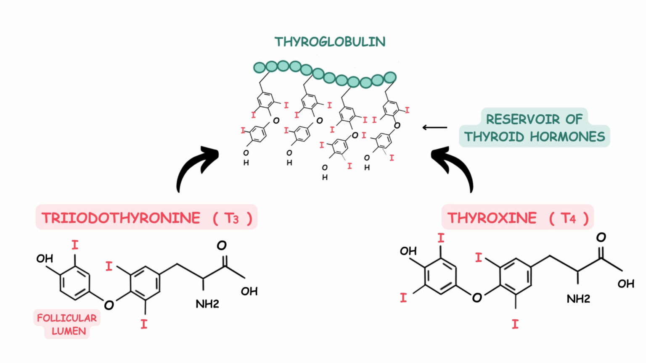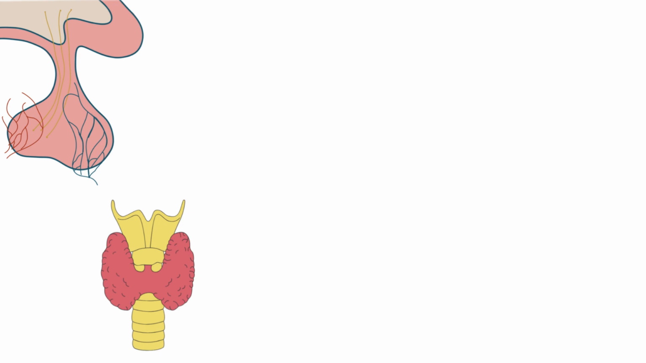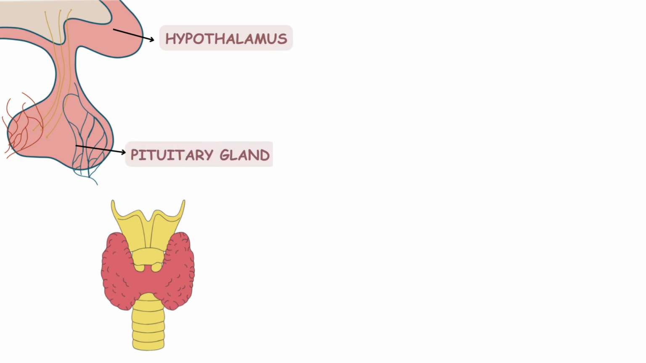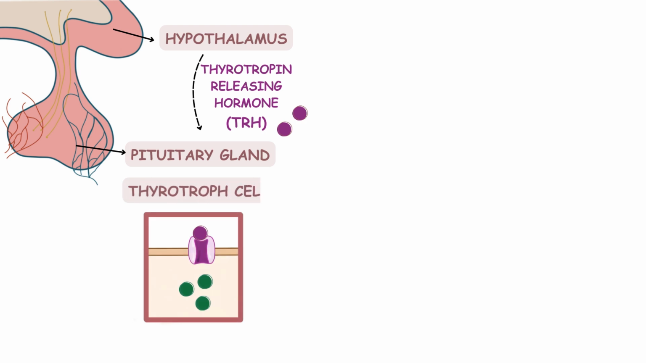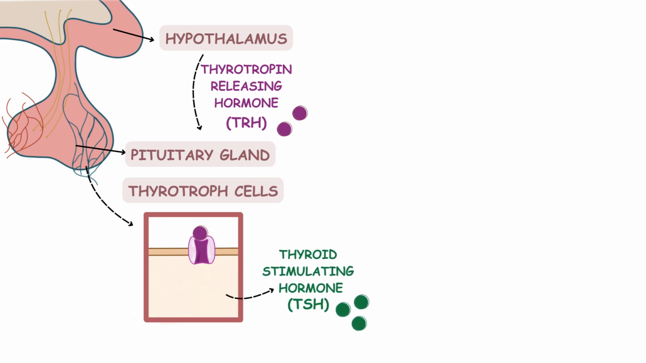Now the production and secretion of the thyroid hormones are under the control of the hypothalamus, pituitary gland, and thyroid gland axis. The hypothalamus secretes thyrotropin-releasing hormone, or TRH, which stimulates the thyrotrope cells located in the anterior part of the pituitary gland to release thyroid-stimulating hormone, or TSH.